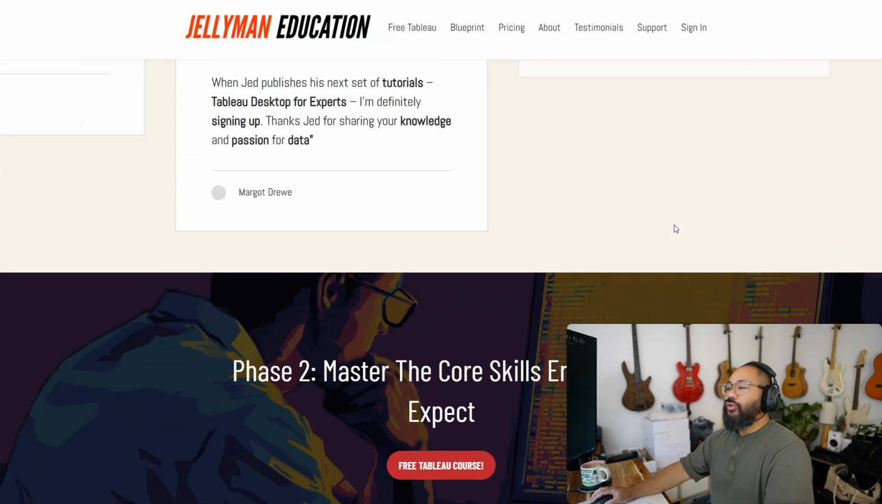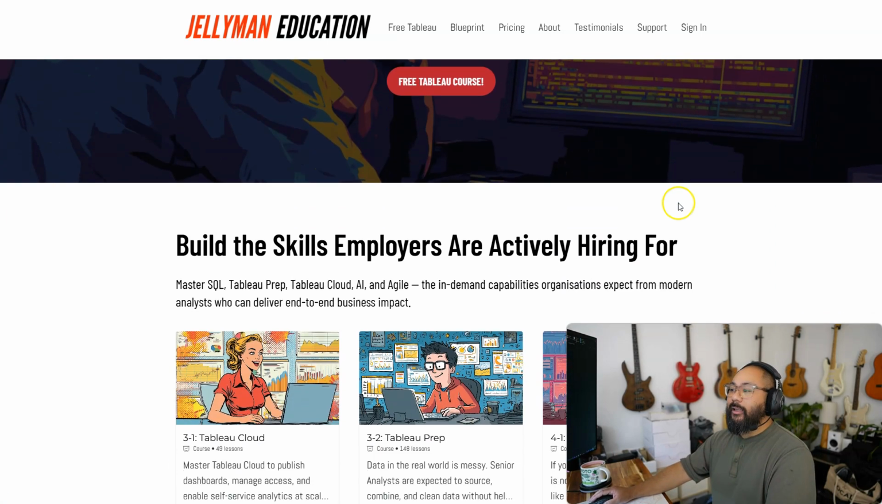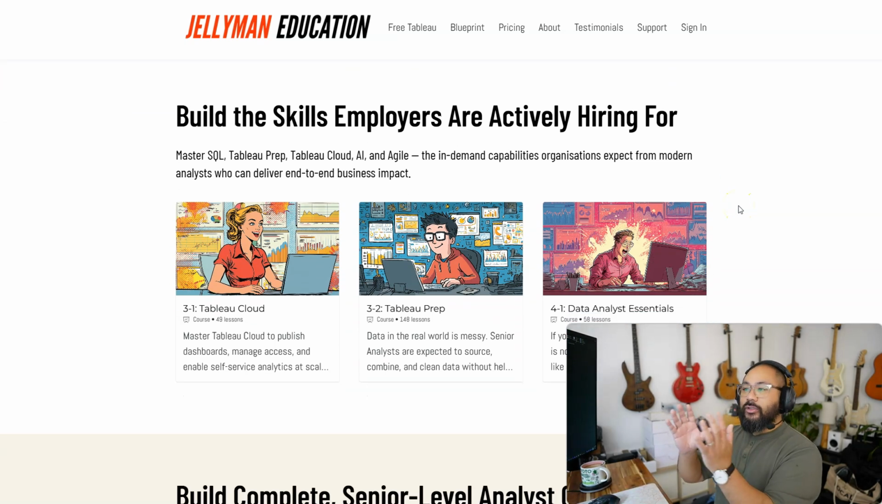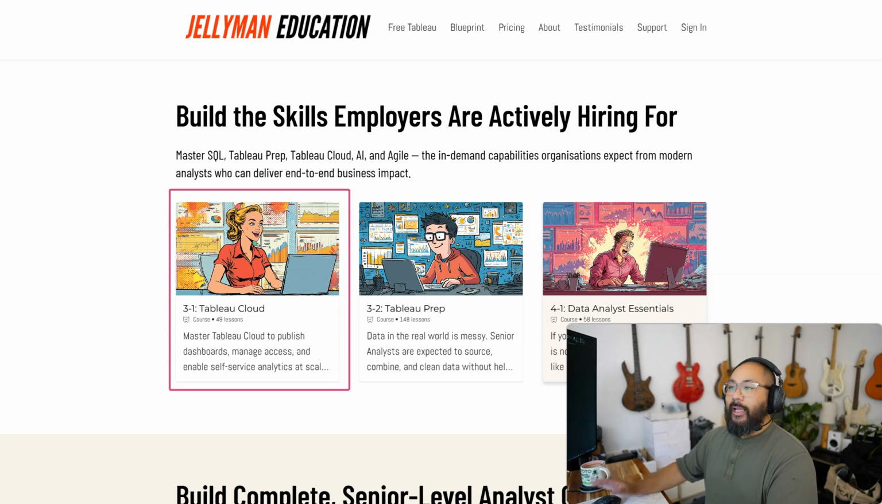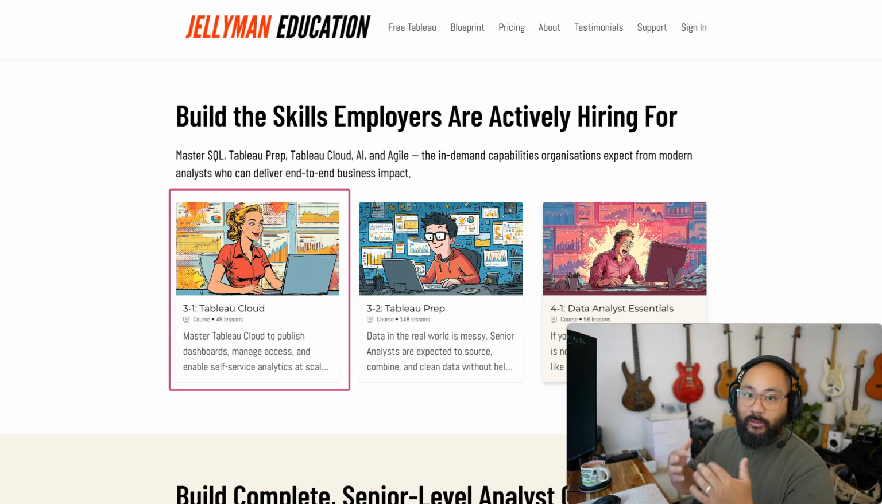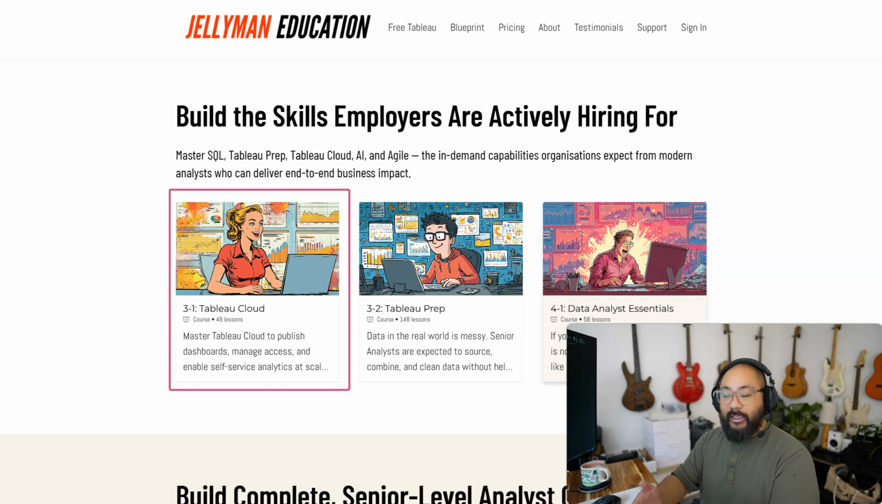Then we get to phase 2, which is mastering the core skills. So this is 3 components. One is Tableau Cloud. The most basic idea of Tableau Cloud, if you don't know what it is, if you're a farmer and you grow all your vegetables, where's the best place to sell it so the most people see it? You go to the market. Instead of going direct to customer, you just go to the market.